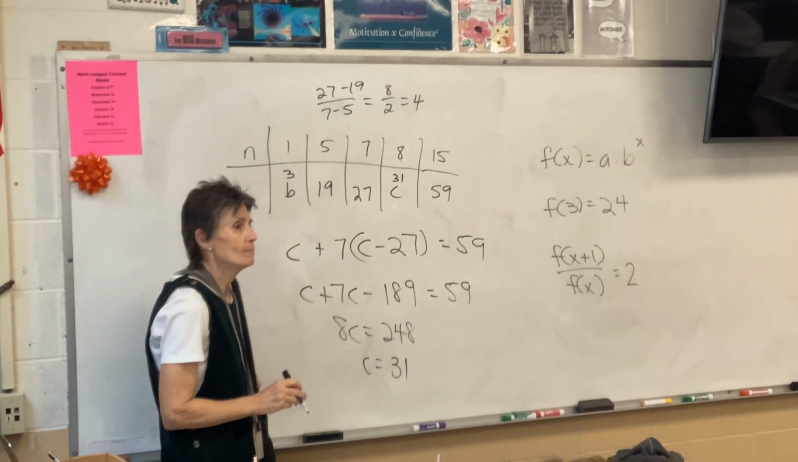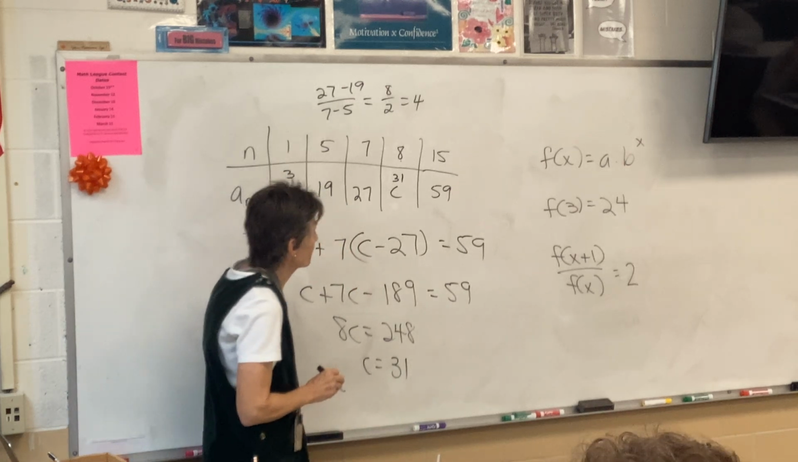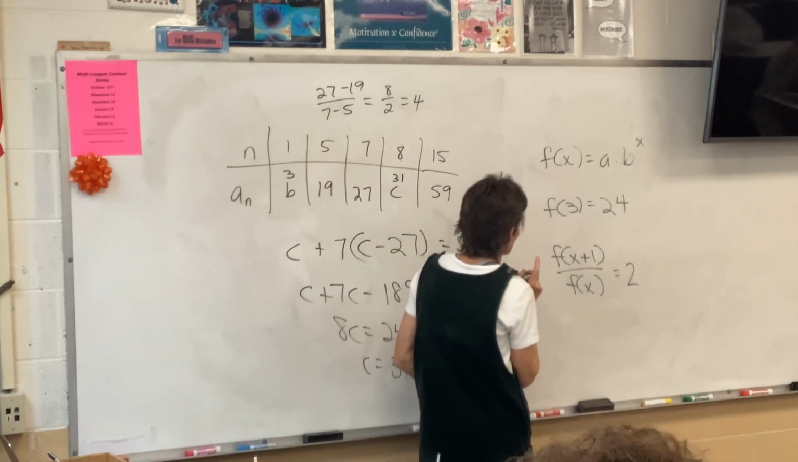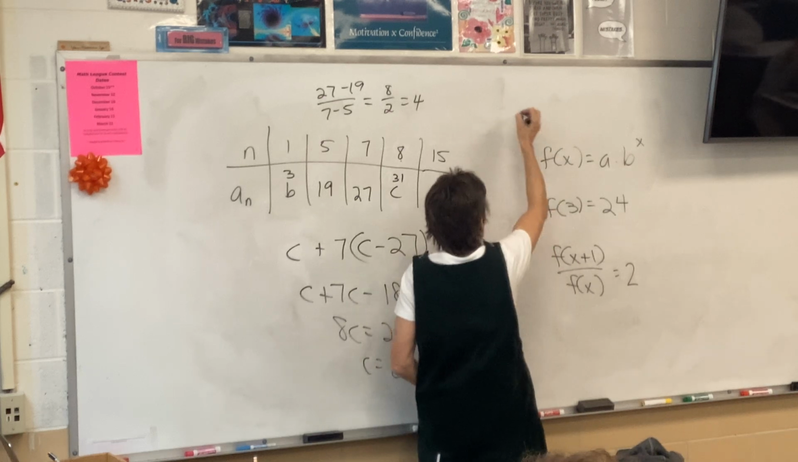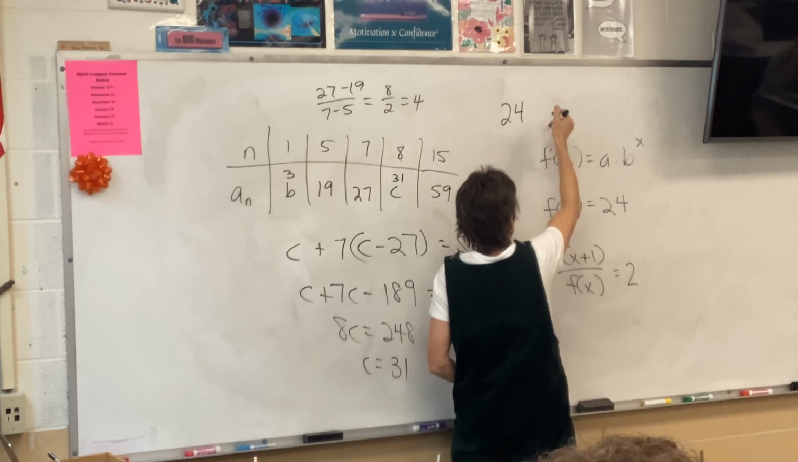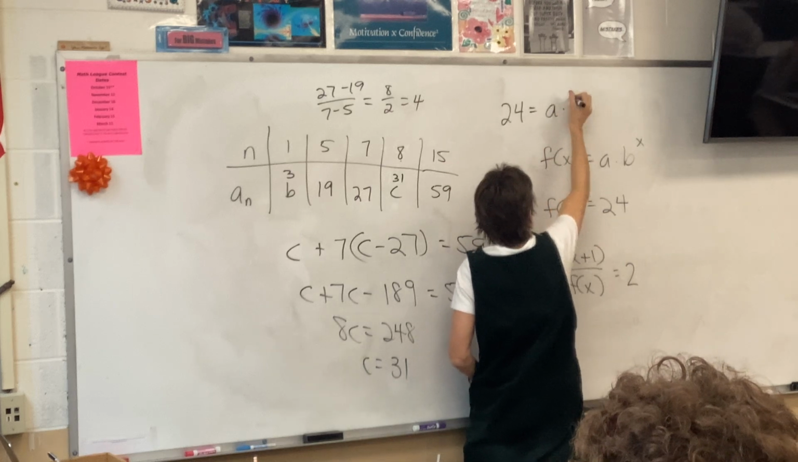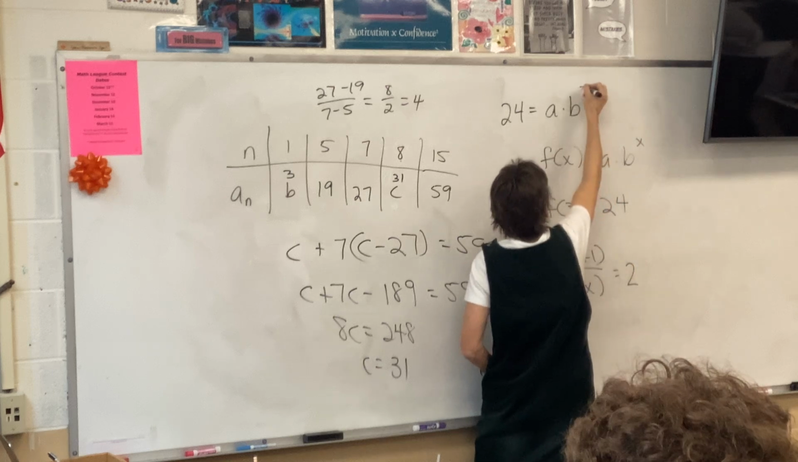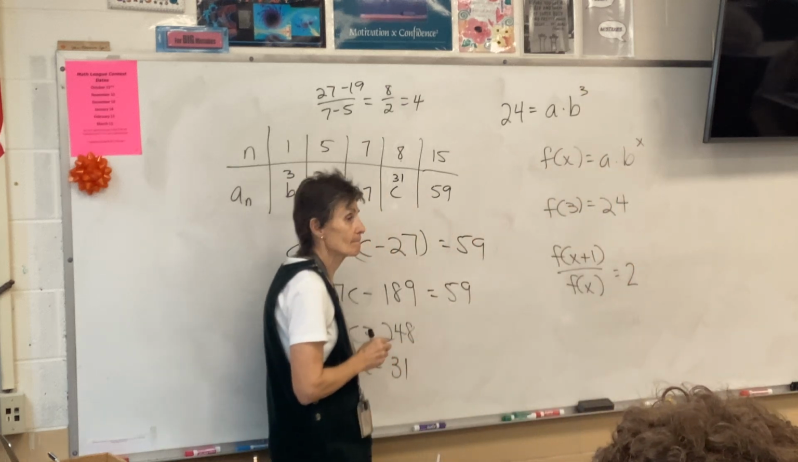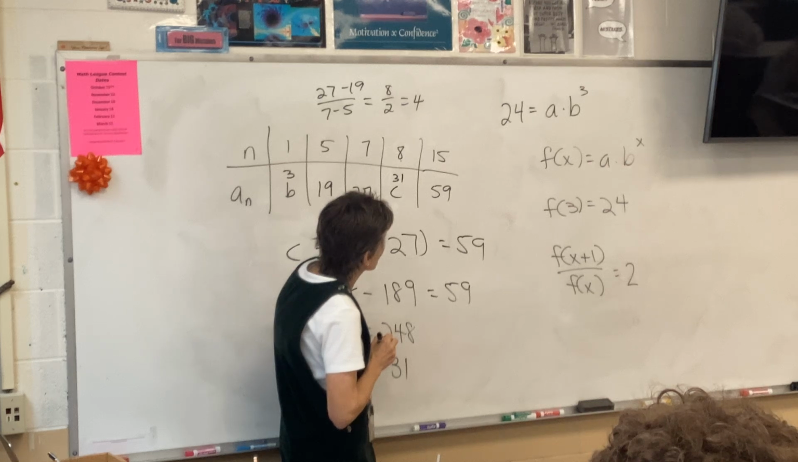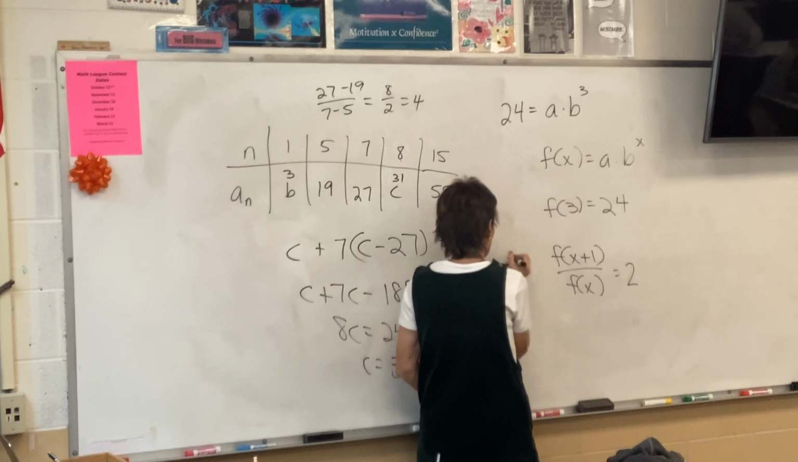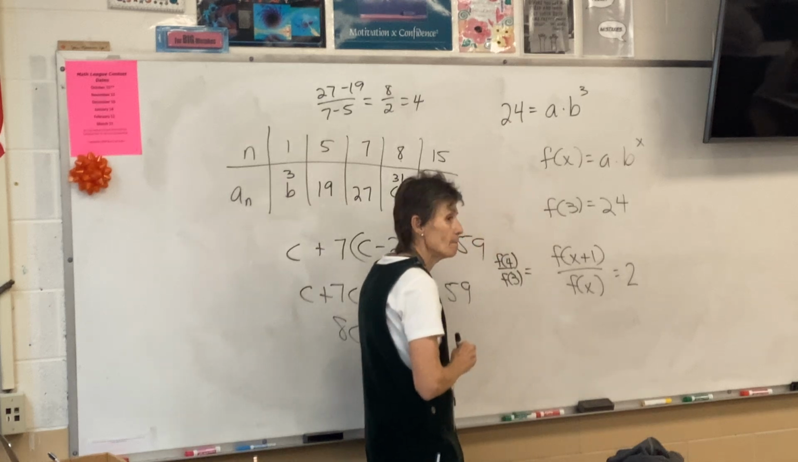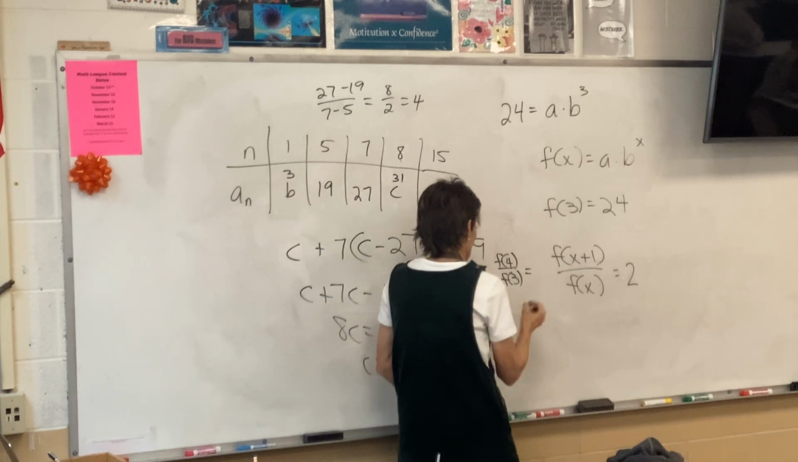Thoughts? Yeah, Olivia? I plugged in the 3 for x in the f of x plus 1 equation. So 24 equals a times b cubed. Well, yeah, but I did f of 4 over 24. Oh, you did it down here. Okay. So you said f of 4 over f of 3 is 2? Yeah. And then I found f of 4, and then the rate of change is 2.